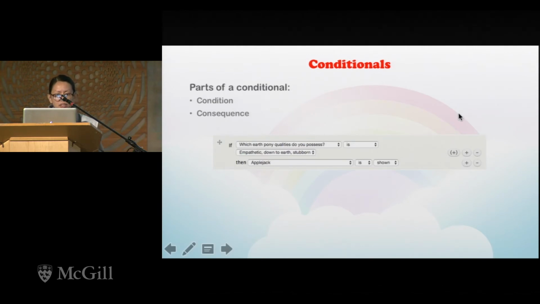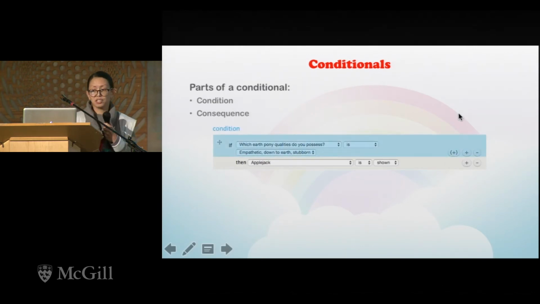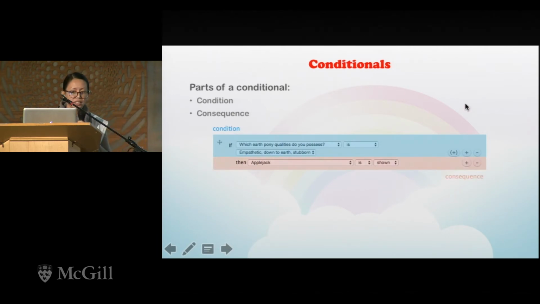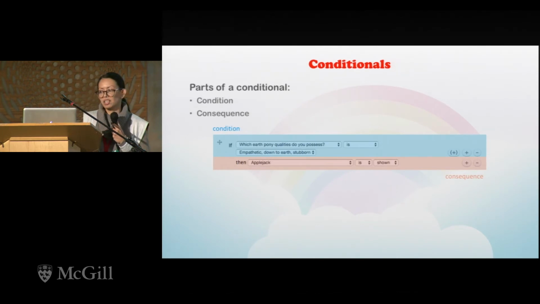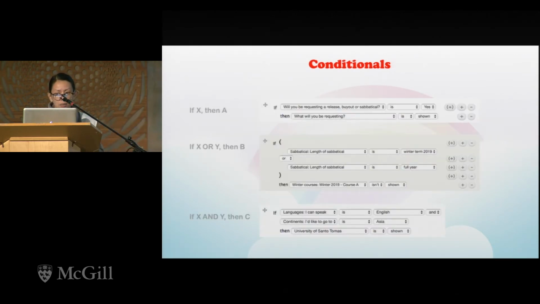The if statement, which for our purposes here today, we're going to call the condition. And the second part, the then statement, which we're going to call the consequence. Now, mind you, these are not official or technical terms. They're just going to roll off the tongue better than saying if statements and then statements repeatedly as we describe what's happening. Now, there's a wide variety of combinations of conditions and consequences possible.